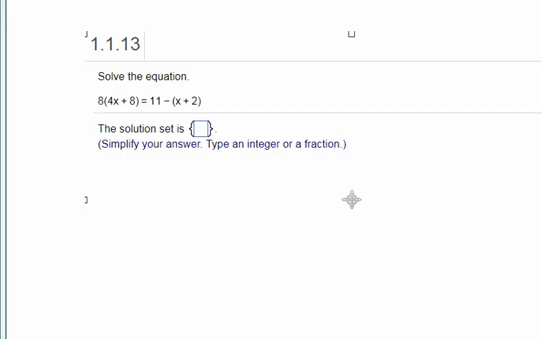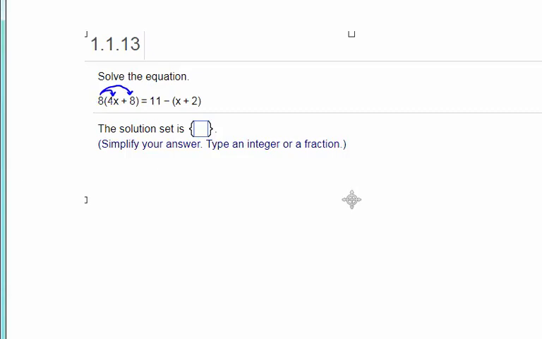So we're now just going to look at a few of the homework problems. Our first problem says 8 times the quantity 4x plus 8 is equal to 11 minus the quantity x plus 2, and we want to solve the equation for x. So we're going to begin by distributing this 8 throughout this parenthesis.